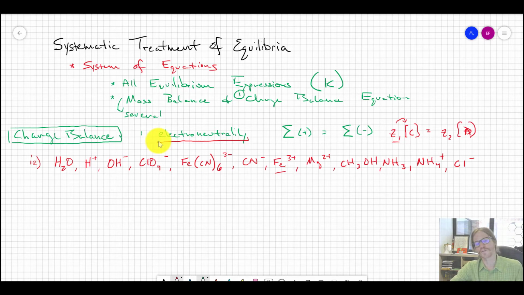So how do we write a charge balance for a system like this? This may look complicated, but this is a fairly normal solution if you really consider it. Actually, there's not much going on here. You've got water, you've got a little methanol, you've got probably an ammonium buffer, and then you've got a perchlorate salt and some potassium ferricyanide. So this is a standard electrochemical cell.